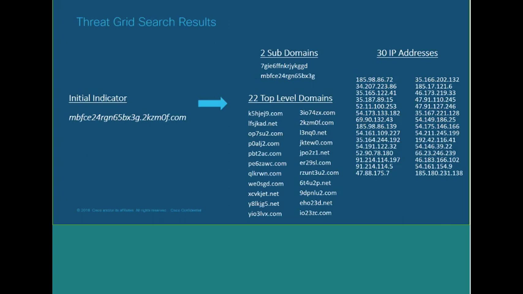22 TLDs, or second-level domains. One more third-level domain. A whole total of 30 IP addresses, and we can block those, we can alert on those, we can take whatever action our organization's policies deem necessary, and we can do this with our existing tool set, of course. We can block those IP addresses in NGFW, we can block those second-level domains and subdomains in Umbrella.